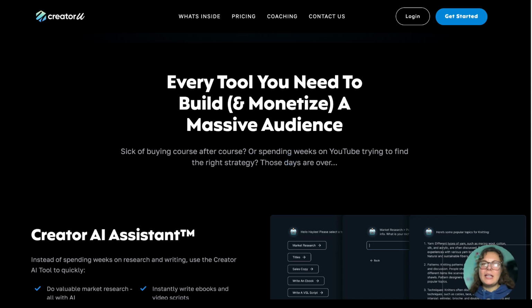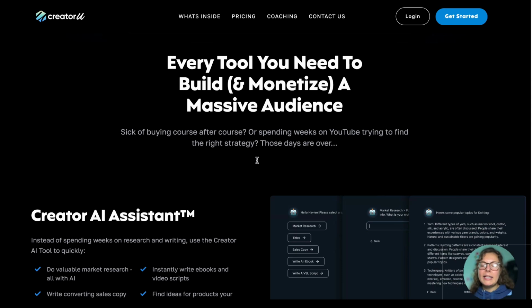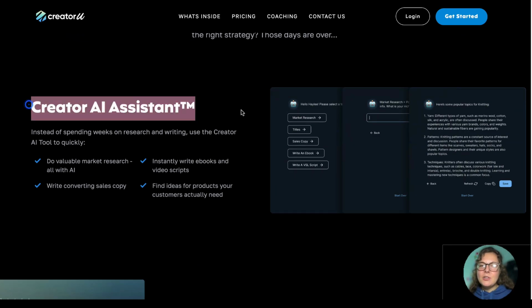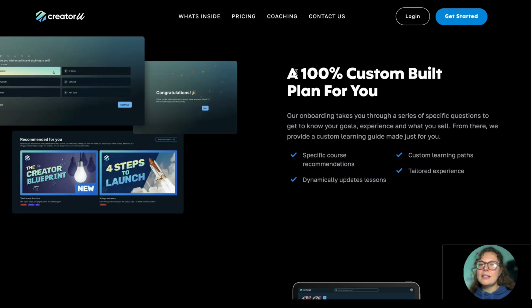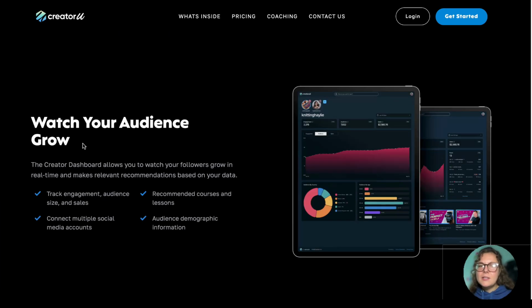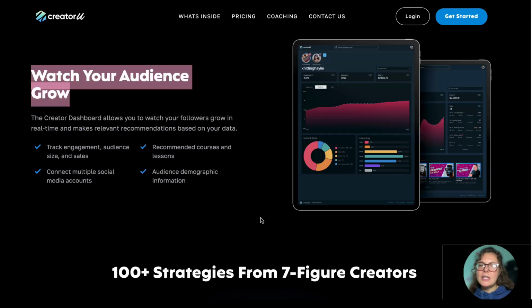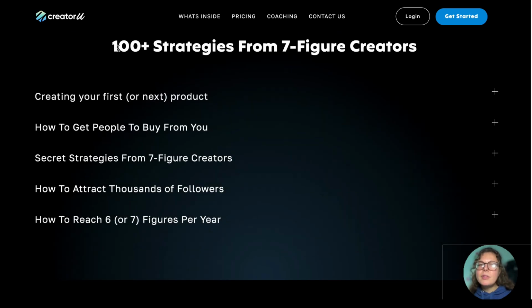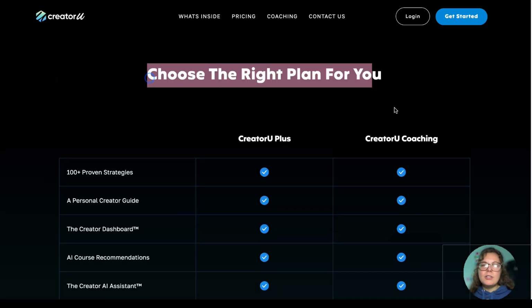Again, come to creatoru.com and just scroll through this to understand their copy and what they did, and think about why they did what they did. They explain that they have the creator AI assistant and a 100% custom build plan for you. They're just explaining the product, and at each stage they're including visuals to represent what they're trying to say. Again, they're just explaining what's inside. Choose the right plan for you.